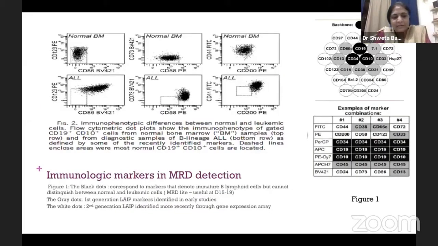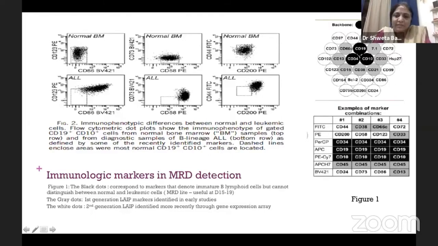This is an interesting diagram. I put it here to show how we do flow cytometry based MRD analysis. If you see the first line, there is a normal bone marrow with CD19 and CD10 gated cells, and where they lie. Then when they did the gating of the ALL cells, they found that it is quite far from the normal cells, and this is how they identify the leukemic clone. And if you look at the other side of the diagram, there are black, gray, and white circles.